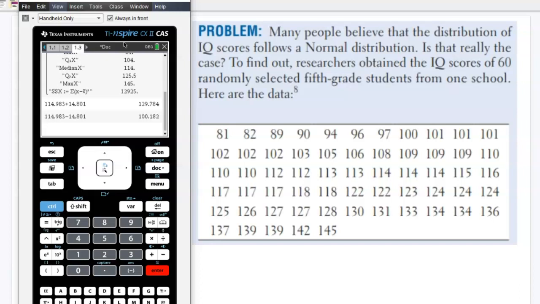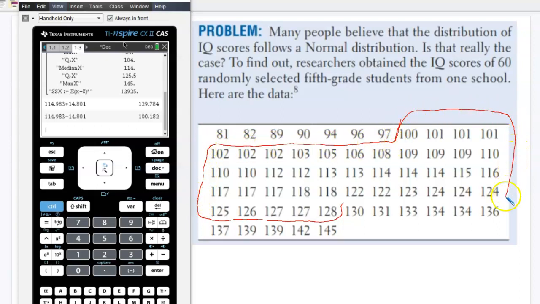So you just kind of see here, anything above 100, so kind of these numbers right here, and anything below 129.7, so all of these numbers right here would be in the first standard deviation for this data. So if you count those, I'm going to count the ones that aren't in there. 1, 2, 3, 4, 5, 6, 7, 8, 9, 10, 11, 12, 13, 14, 15, 16, 17, 18. So 60 minus 18 is 42. So 42 divided by 60.